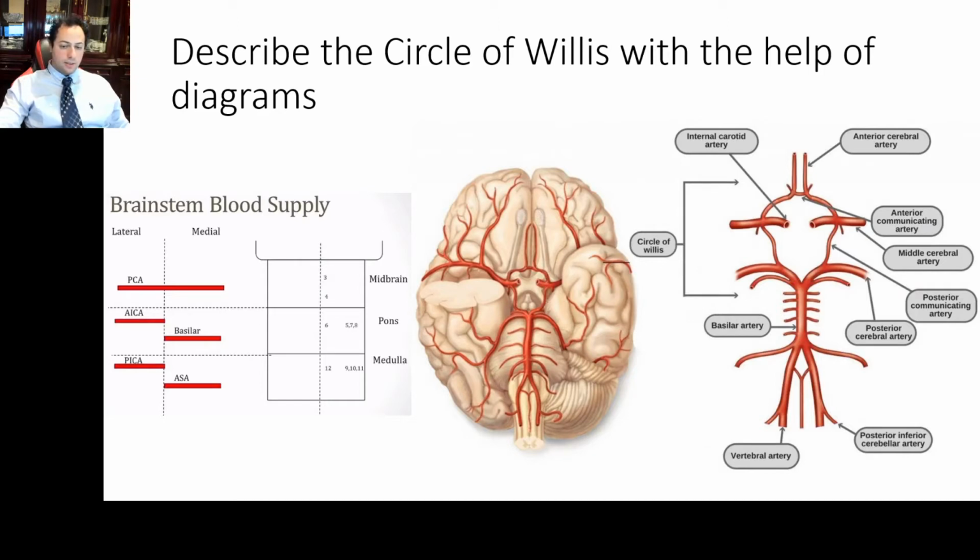The functional significance is that this circuit provides alternative channels to bypass a potential site of vascular occlusion. It also equalizes the arterial flow to both cerebral hemispheres. Now I will show you the relationship between a part of the circle of Willis and the oculomotor nerve.